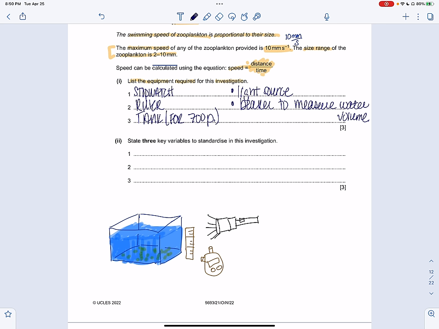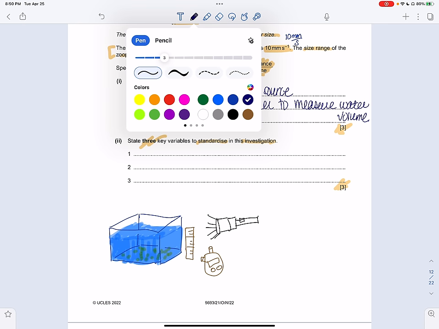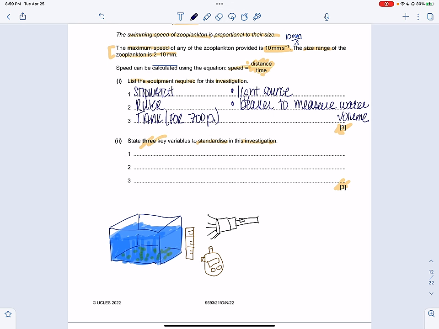The key state three, so you can write again, four, three matter, that's it. Key variables to standardize in this investigation. This is things that we would control, things that we're not going to change. So we're going to have the same, and essentially the word same will go in front of almost all of these statements. The only thing it will be changing is the size of the zooplankton. That's it. So we want the temperature to be the same.